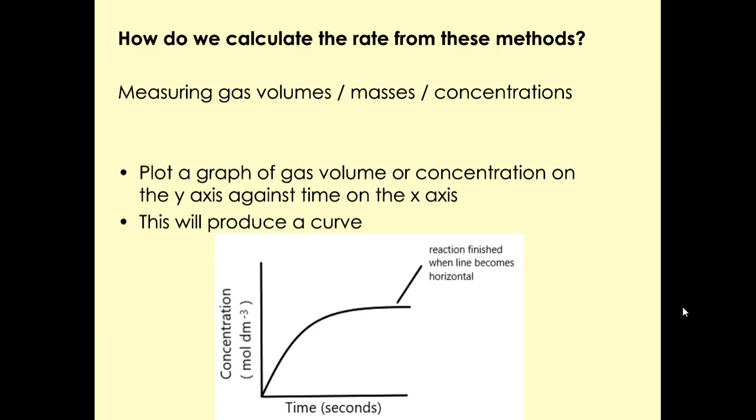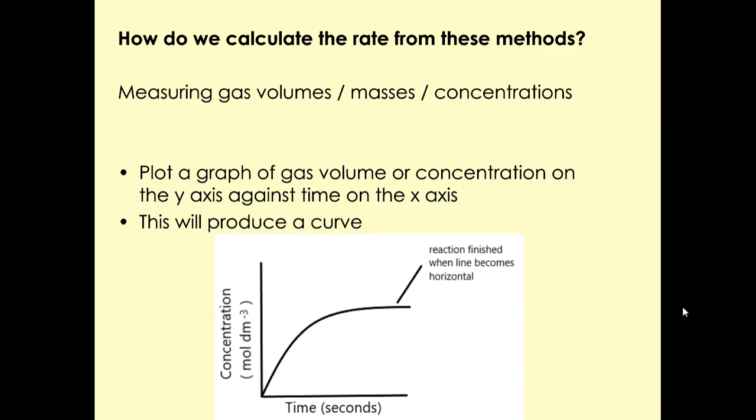We do this by plotting a graph of either the gas volume or the concentration on the y-axis, with time on the x-axis. That's going to produce a curve which will eventually level off. The line becomes horizontal when the reaction is finished, because there's no longer a change in the concentration of the reactants or the products. By measuring the gradient at various points on that graph, you can measure the rate at different points.